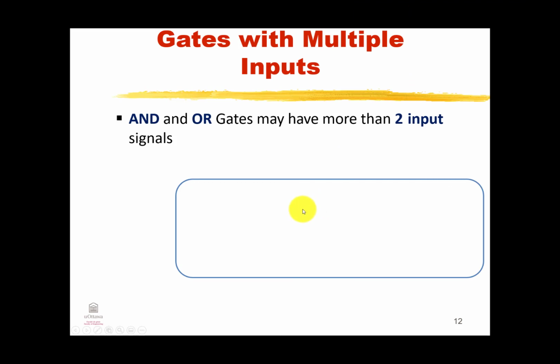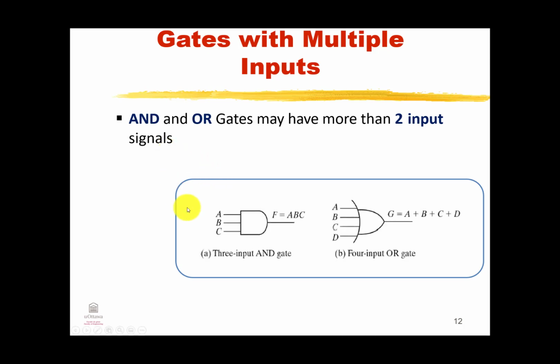Another important piece of information, guys, is that both AND and OR gates may include more than two inputs. Let's take a look here. We can see a symbol of an AND gate with three inputs, namely A, B, C, and the function f will be equal to A and B and C. And on the right side, we have a symbol of an OR gate with four inputs, namely A, B, C, D. The function G can be described as A plus B plus C plus D, or A or B or C or D.